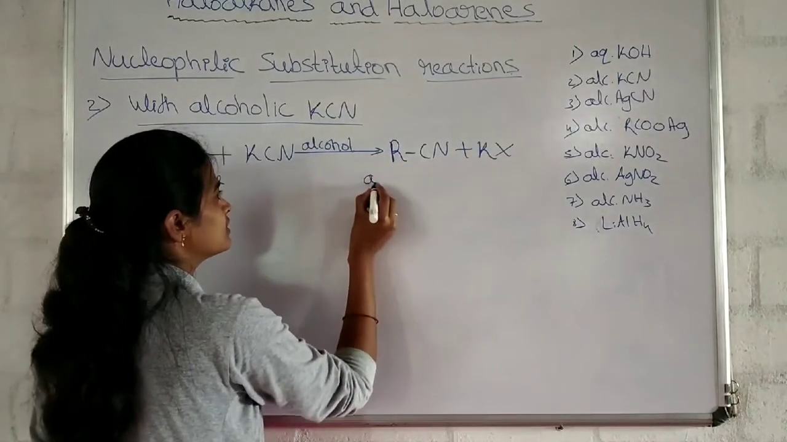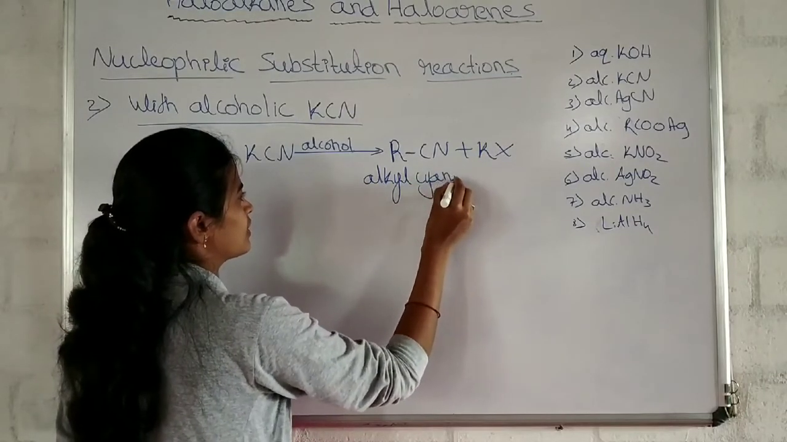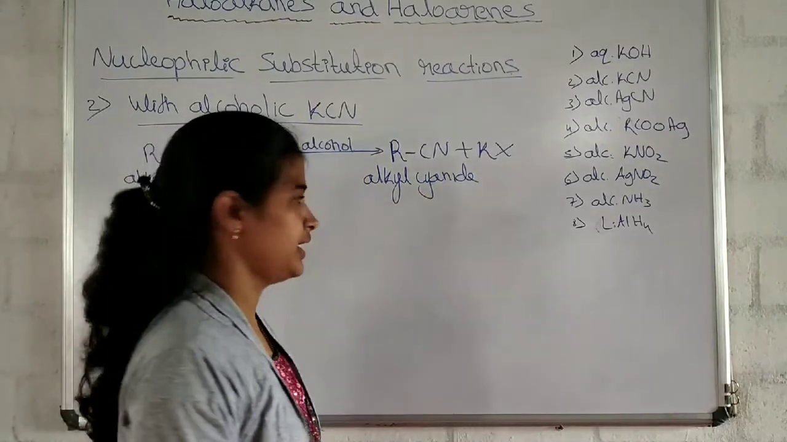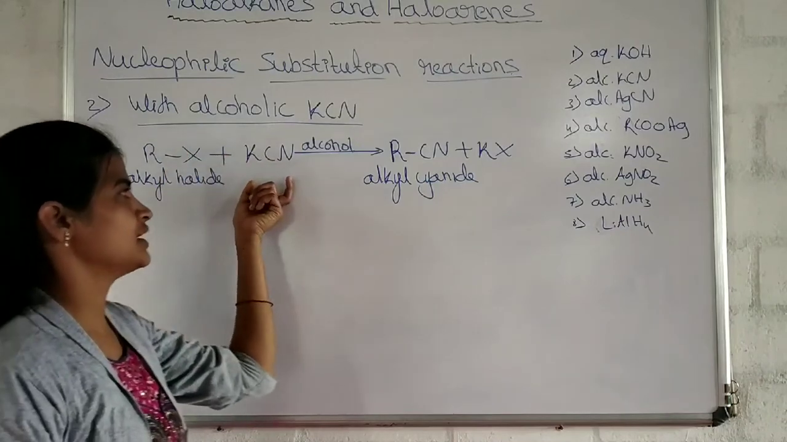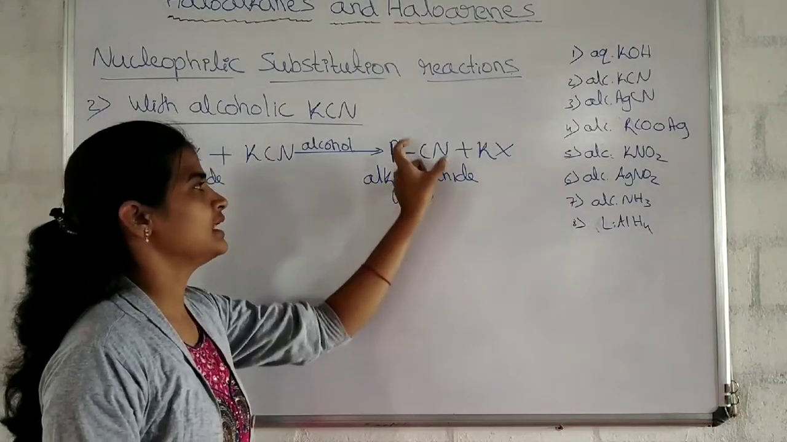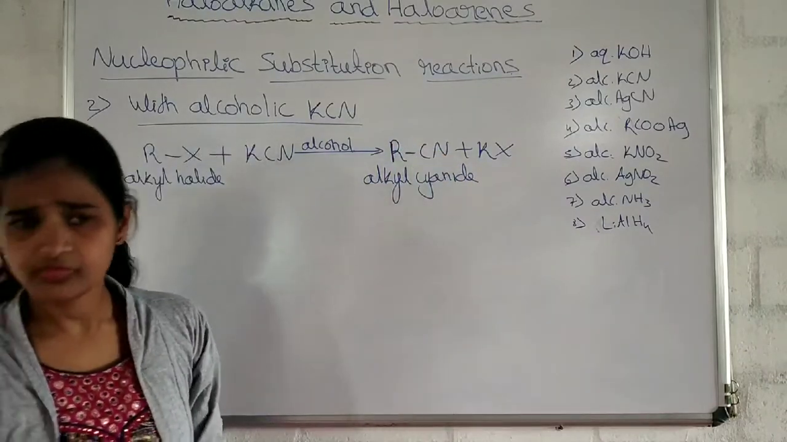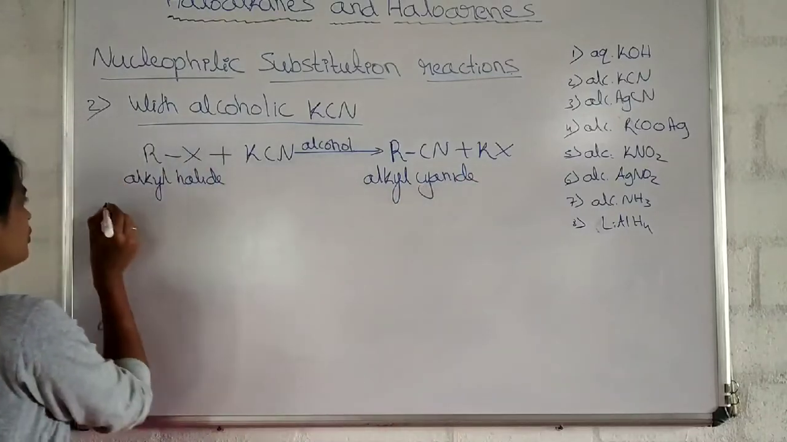Alkyl cyanide is formed. This is the explanation. Alkyl halide is heated with potassium cyanide mixed with alcohol, and alkyl cyanide is formed. Cyanide CN is what here? It is the nucleophile. Cyanide is a nucleophile. We'll move on to the examples.